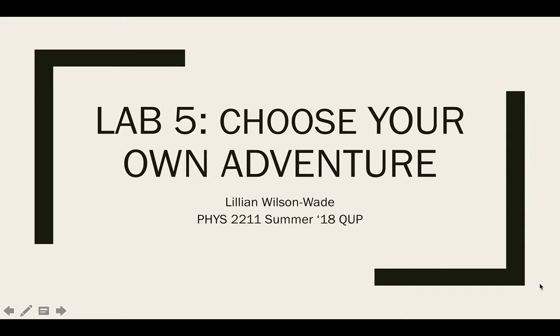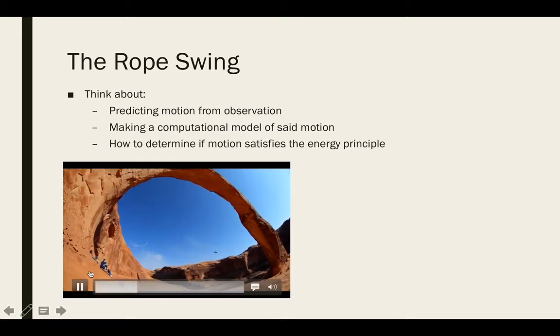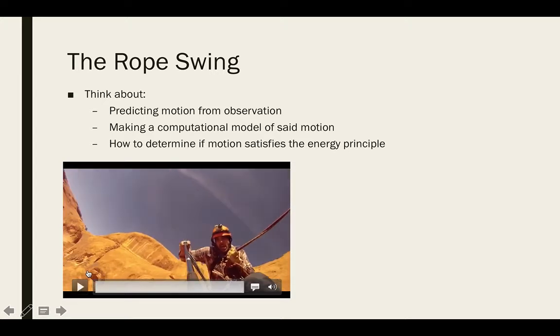Hi, my name is Lillian Wilson-Wade, and today I'll be discussing Lab 5. In Lab 5, we were given the opportunity to apply what we've learned from this course to understanding the physics behind an interesting situation. I decided to look at the extreme rope swing. Today I'll be creating a computational model of the interaction as well as examining the effect drag has on the system, and I'll also see if it fulfills the energy principle.